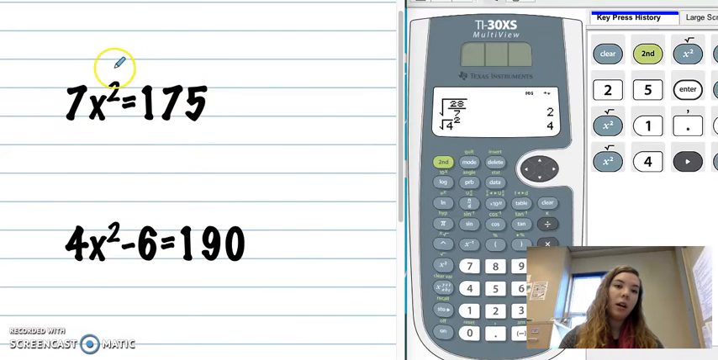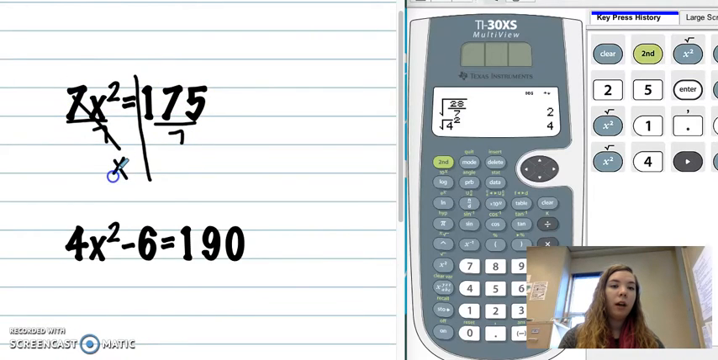All right, same thing here. The first thing I'm going to do is divide by 7, which gives you x squared equals 25. Then I'm going to square root, which will give me just x. So don't write x squared anymore now. It's just x is positive and negative 5.